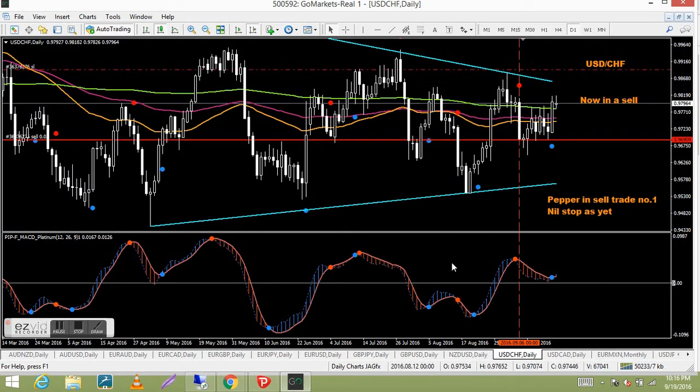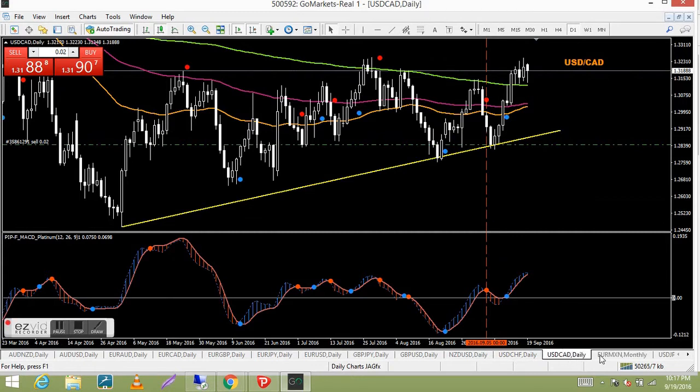The Swissy, USD Swiss franc, very similar to Euro, well, they basically go complete opposite each other. Drawn these couple of trend lines here, they're coming in closer. We are on a sell on both. The stop's a fair way away. It's a pretty ugly chart all round. Again, might get another sell above the zero level, which would be great.